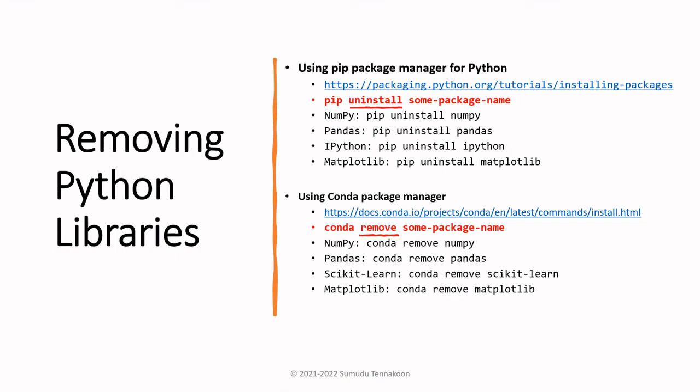Sometimes you need to get rid of a library installed in your Python distribution. If you use the pip package manager, you can simply say pip uninstall and the package name. It will uninstall the package for you. If you use Conda's package manager, you can simply say conda remove and the package name. You can get rid of these libraries from your distribution to resolve some conflicting issues with the libraries. This can happen in Python.